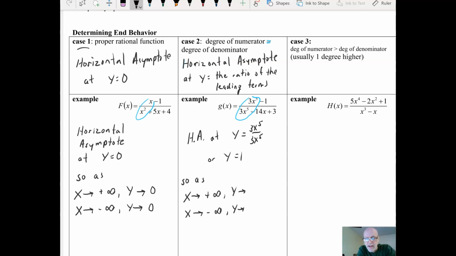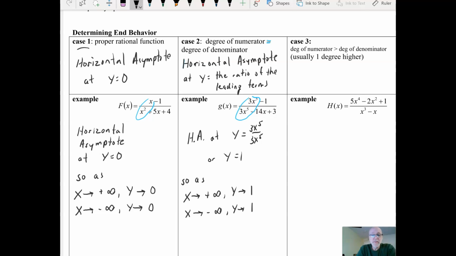In this example, y equals 3x to the 5th over itself, which is y equals 1. Now, the coefficients don't have to be the same. The coefficients could be different, and whatever the coefficients are, that's what you're going to be left over with. If you had 3x to the 5th over 2x to the 5th, it would be 3 over 2. But in this case, it's just 3 over 3, which is 1. So as x approaches positive infinity, y approaches 1. And as x approaches negative infinity, y approaches 1.